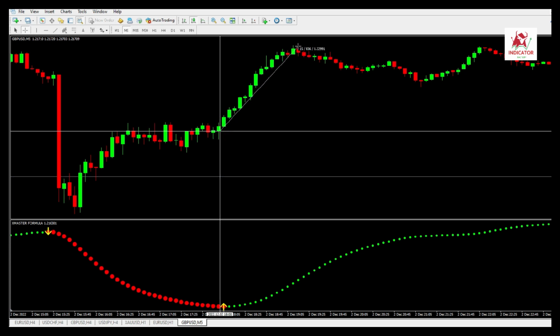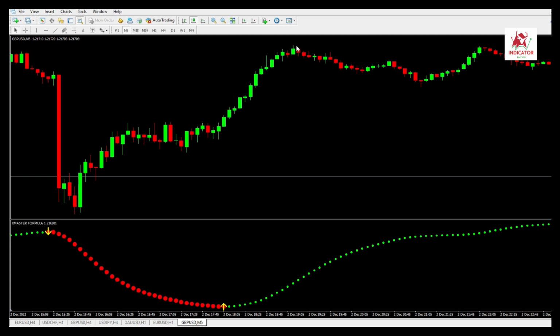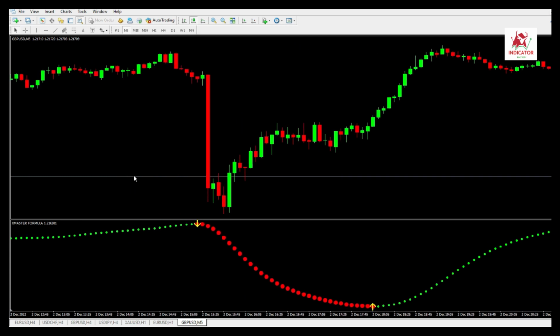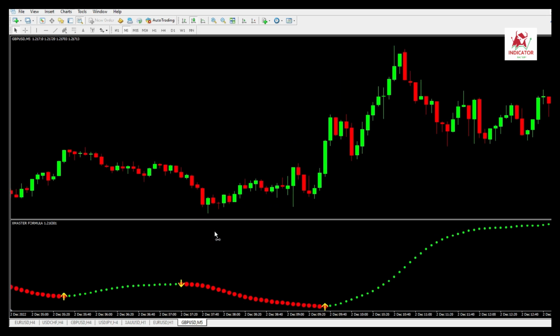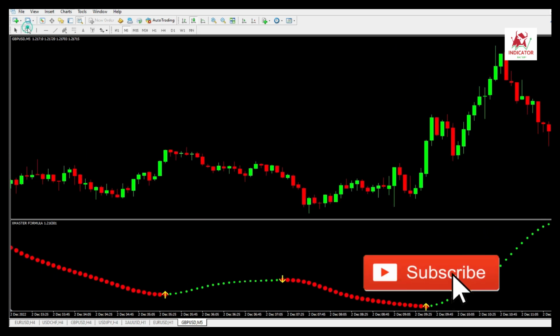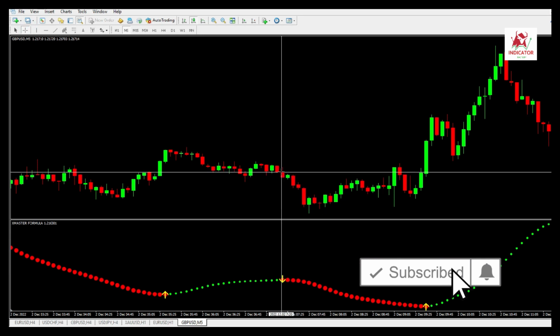The system was developed by two professional traders, and it has been used by them to consistently generate profits. The Xmaster formula indicator is based on a unique formula that includes an advanced price action indicator, which gives you an edge over other traders in the market. What is the Xmaster formula Forex indicator?